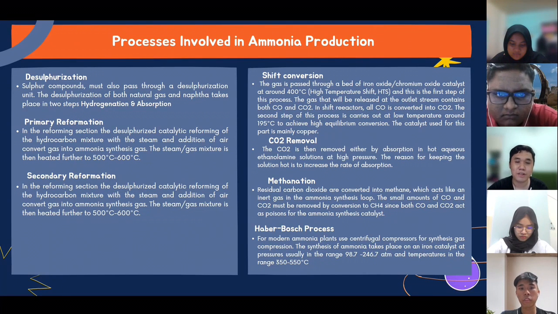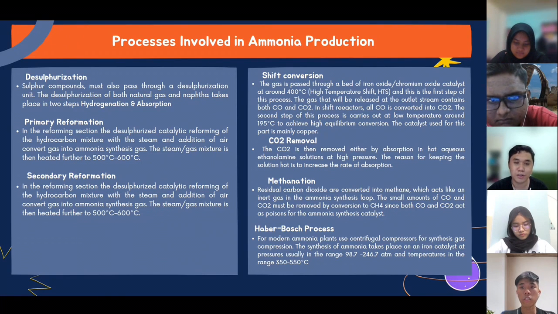First off, we have shift conversion, where the gas is passed through a bed of iron or chromium oxide catalyst at around 400 degrees Celsius, which is a high temperature shift. This is the first step of the process, where the gas will be released at the outlet stream containing both CO2 and CO. In both shift reactors, all CO is converted to CO2. The second step of this process is carried out at low temperatures, around 195 degrees Celsius, to achieve equilibrium conversion. So the catalyst used for this is mainly copper.